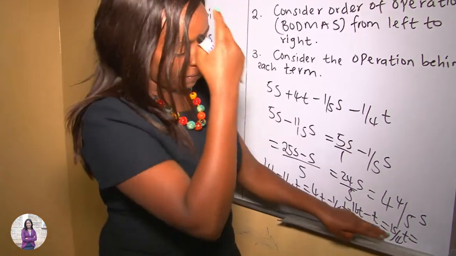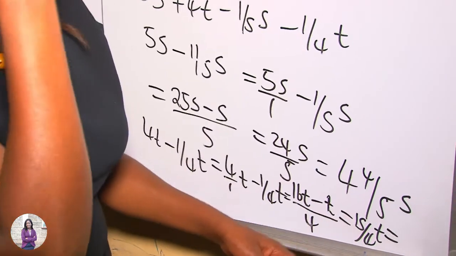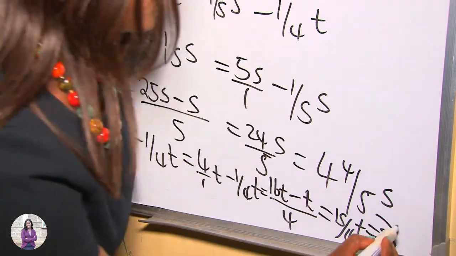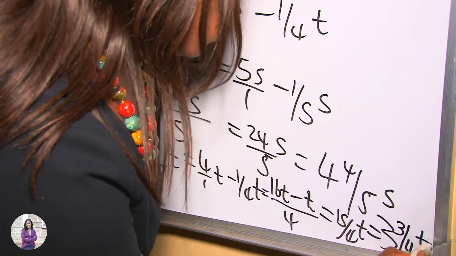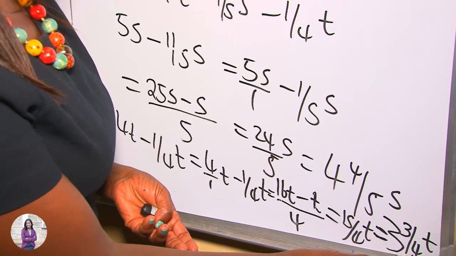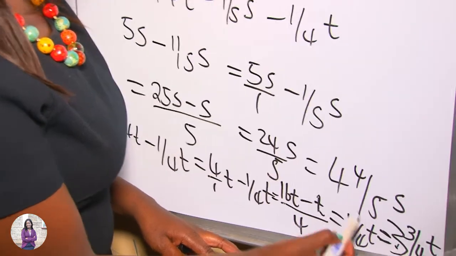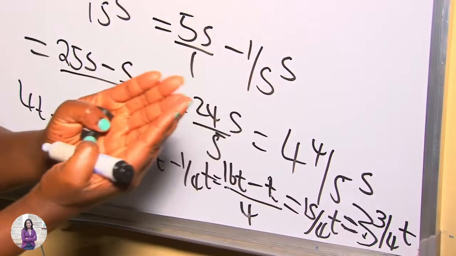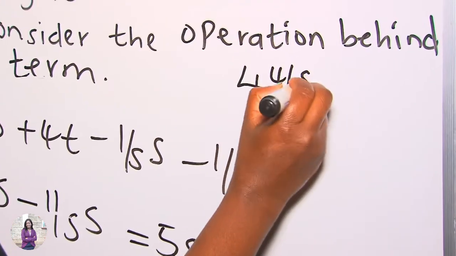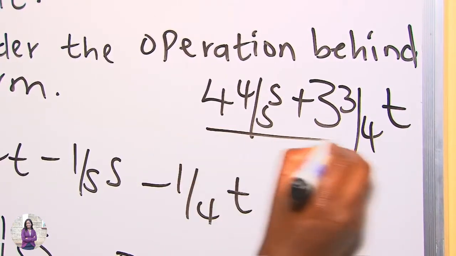Simplify. How many 4s are there in 15? There are 3 because of 12, and 15 take away 12 is 3. So 3/4 t. Therefore, after putting together our t, we get 3 and 3/4 t. Now, as you can see, our answer here is still positive, and also here it's positive. So when putting them together, use the addition sign, which is 4 over 5 s plus 3 and 3/4 t. And that is our answer.